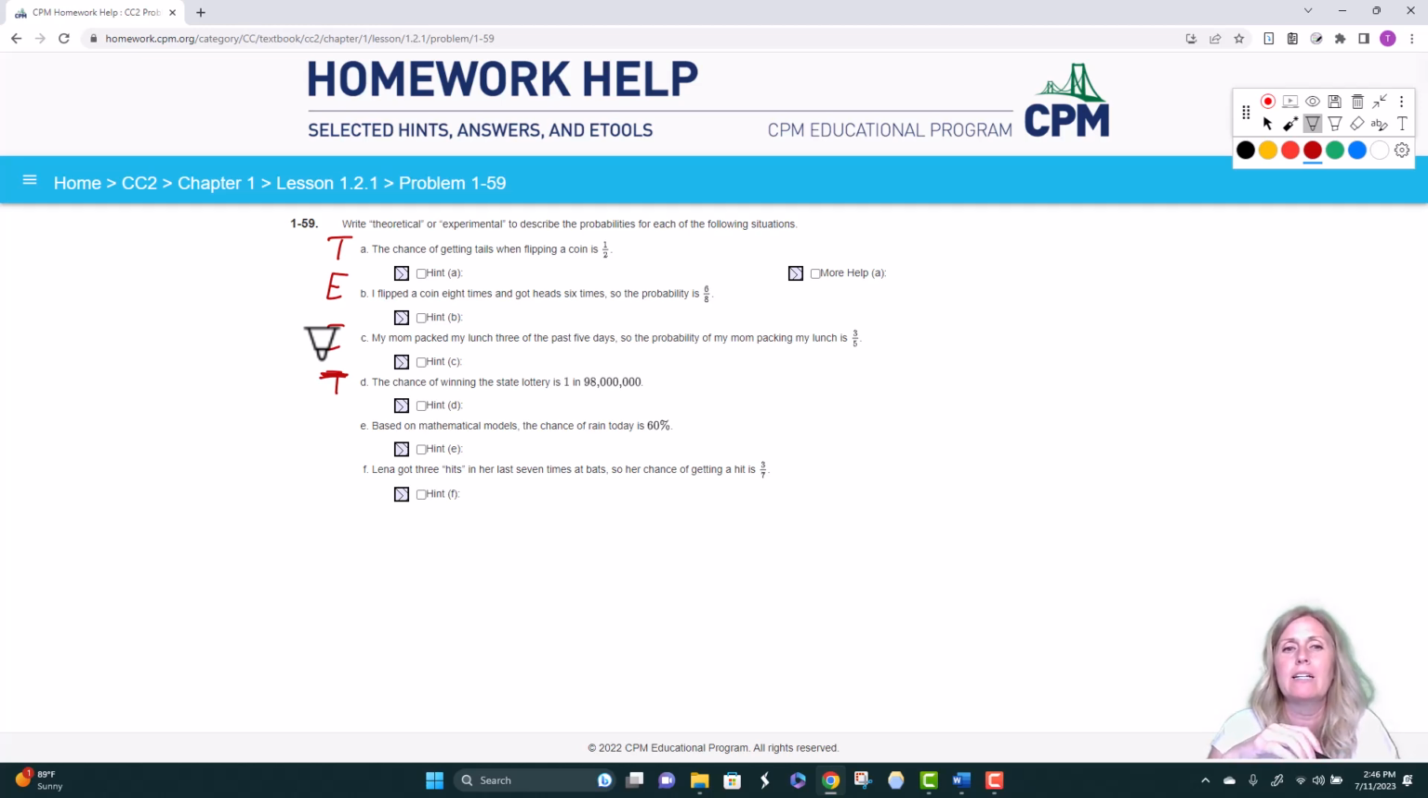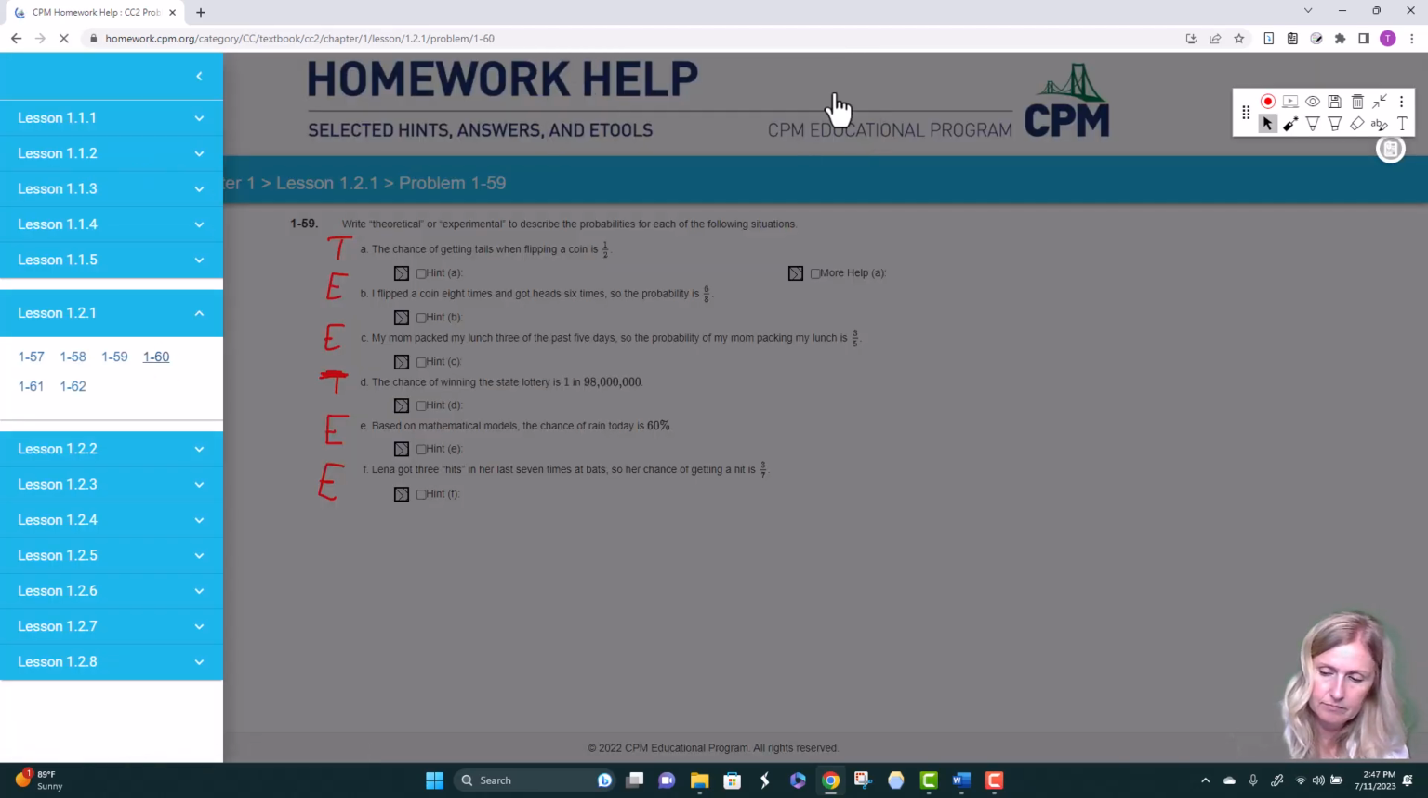Okay, F, Lena got 3 hits in her last 7 times at bat, so her chance of getting a hit is 3 out of 7, or 3/7. Again, that's experimental. They watched how many times she batted, and then they recorded every time she got a hit and wrote down 3 out of 7, so that is experimental. Okay, I think that's pretty self-explanatory. There are situations once in a while that make you think, ooh, I feel like that could be either way, but most of the time it's pretty obvious the difference.